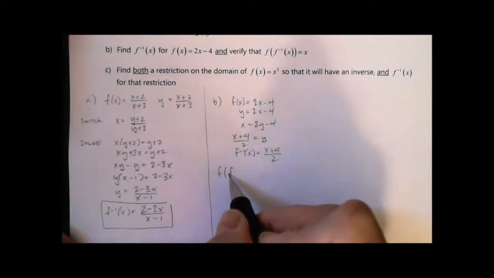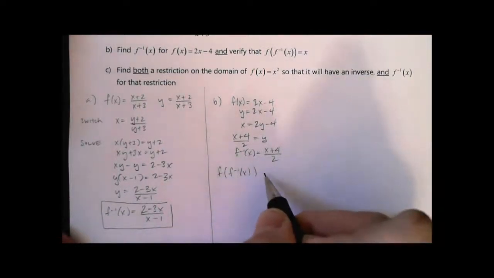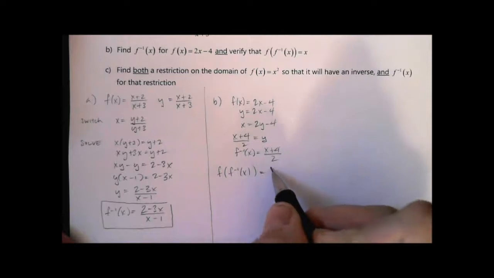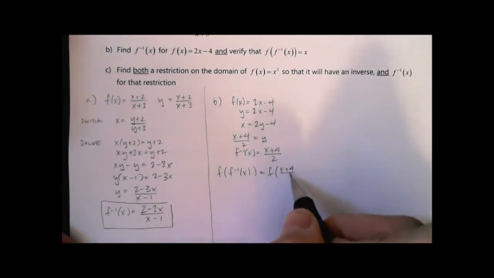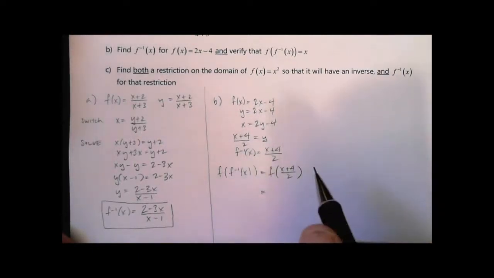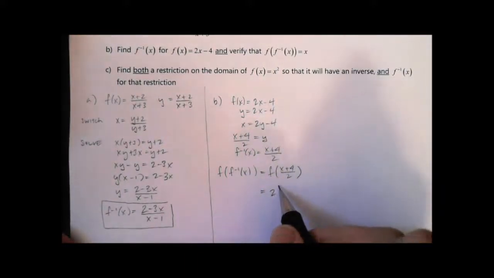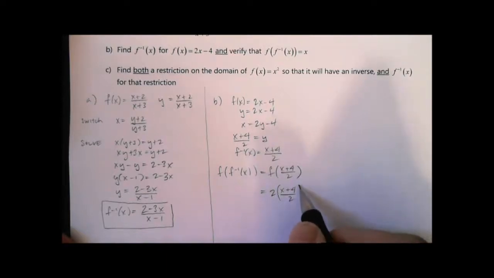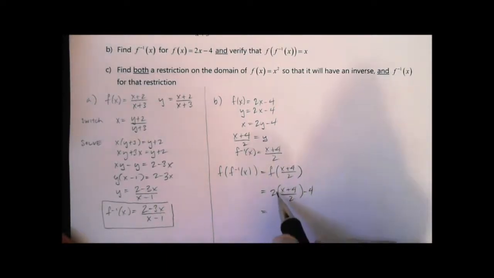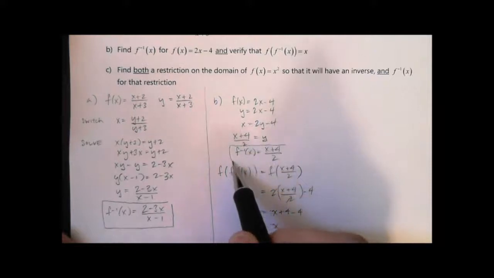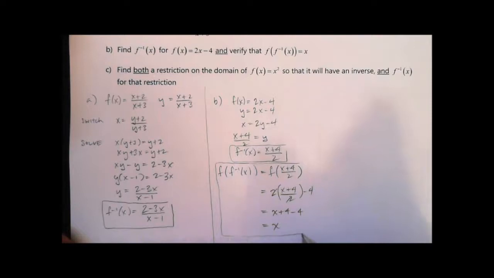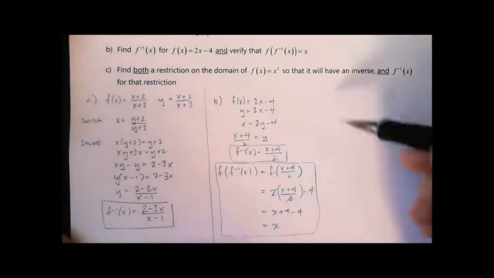So we'll start with f of f inverse of x and see what we get in the end. That would be f of (x plus 4) over 2. Now f, remember, doubles our input and subtracts 4. So we're going to double the input and subtract 4. Well, those cancel. And we're left with just x. So the two parts would be the verification and the computation of f inverse of x.